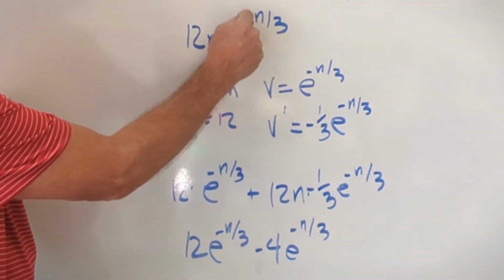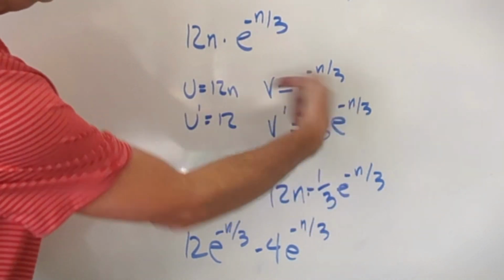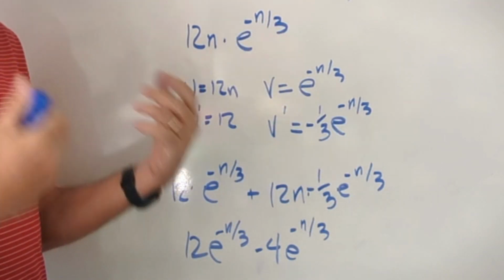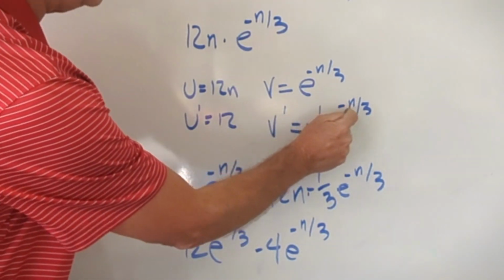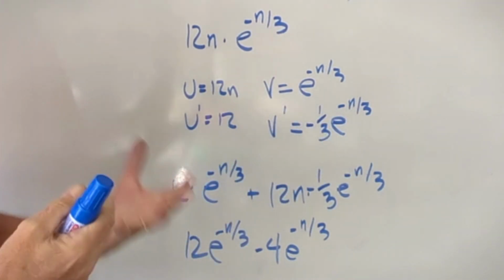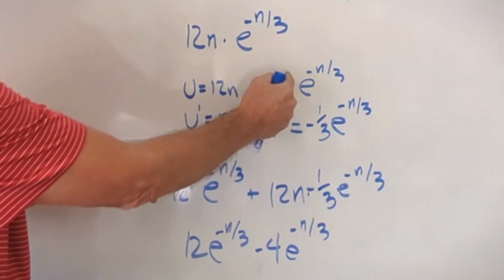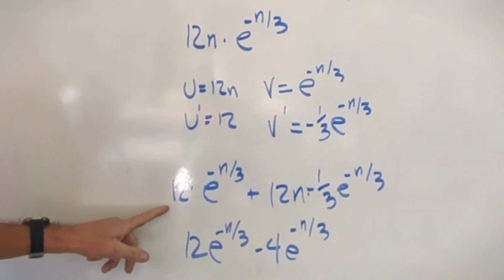rule, so there's a minus 1/3 times n in the exponent there, so the minus 1/3 comes out, and I just leave my exponent the same because we're doing e, so the v prime is minus 1/3 e to the minus n over 3. Whew! Okay, product rule just means I do u prime times v plus u times v prime, which is indeed what I did here in this step.